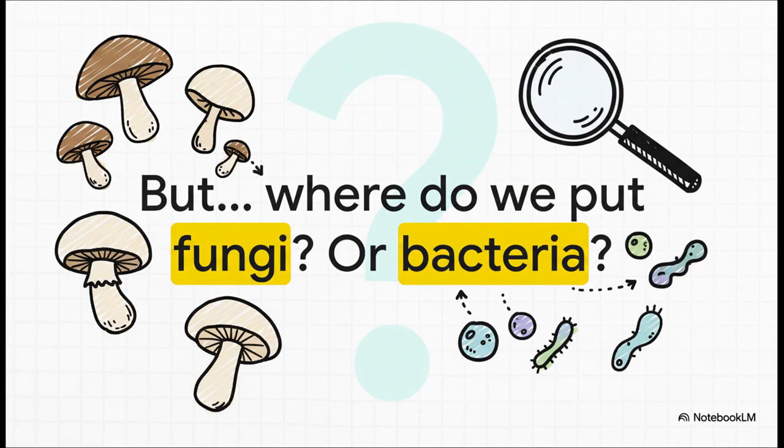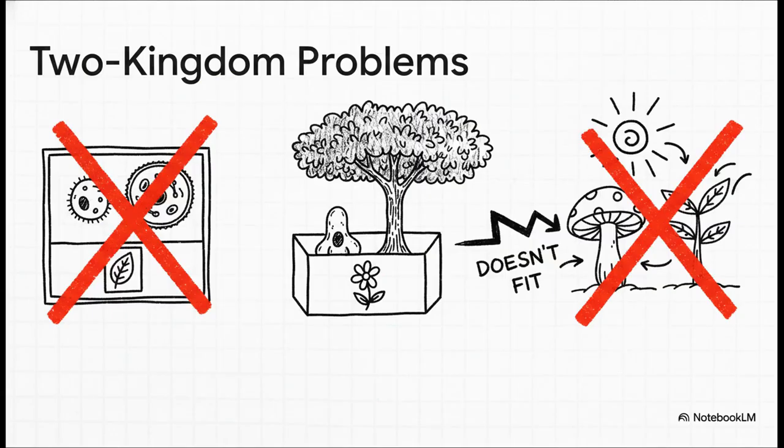Now, this two-kingdom system was a good start for sure, but it had some major problems. You're probably already thinking, wait a minute, sir, what about mushrooms? They aren't green. Or what about those tiny bacteria we need a microscope to even see? Where do they fit in? And those are excellent questions. And that's exactly where the problems were.